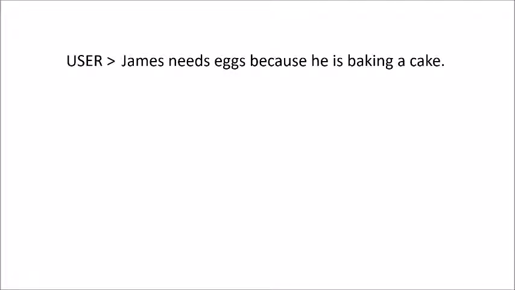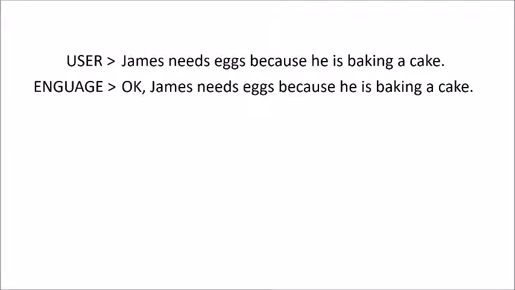James needs eggs because he is baking a cake. Enguage goes to its repertoires and finds two interpretations. It selects the correct one and gives us a response. The conversation could continue as follows, where Enguage accesses further repertoires to find the correct interpretation.